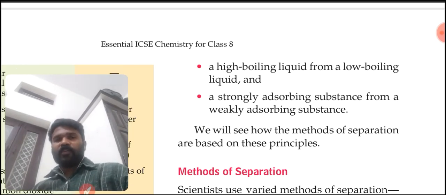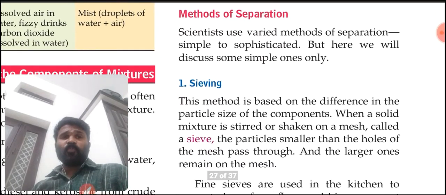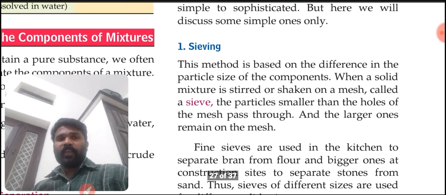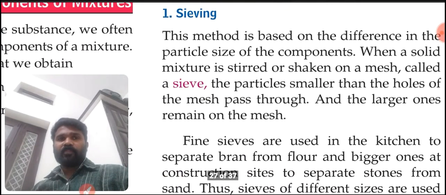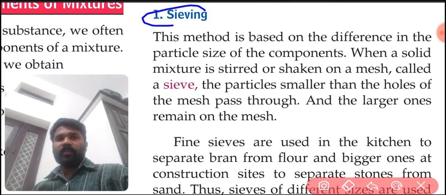There are a few methods for the separation. Scientists use various types of methods for the separation. Clear? But here we will study some important ones. First of all, sieving. The separation method is sieving.